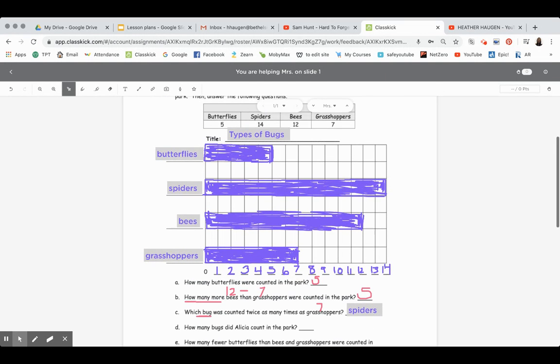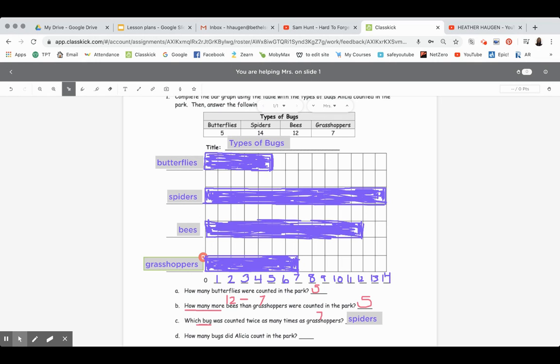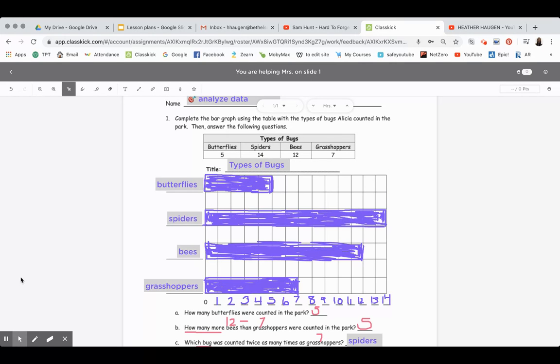Well, if I want to know how many bugs she counted total, I've got a lot of adding to do. I'm going to actually do my adding up here at the top where there's a little more room. So I can do this a couple ways. I personally would like to write it vertically. I'm going to keep my 14 spiders and I'm going to keep my 12 bees, but I'm going to combine my 7 grasshoppers and 5 butterflies. And when I combine those, I know that 7 plus 5 is 12. So instead of adding 4 numbers, I'm only adding 3, which I think will be a little bit easier.